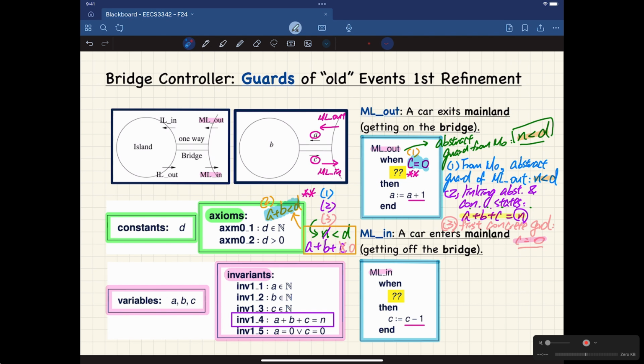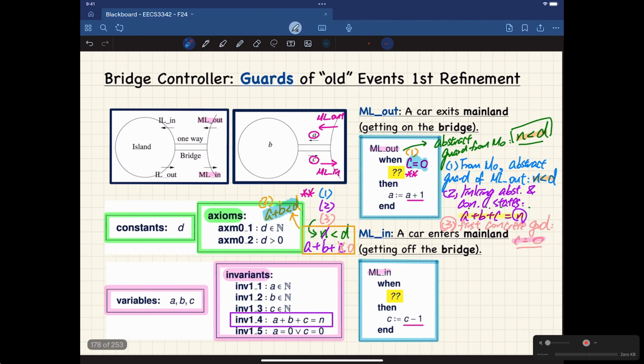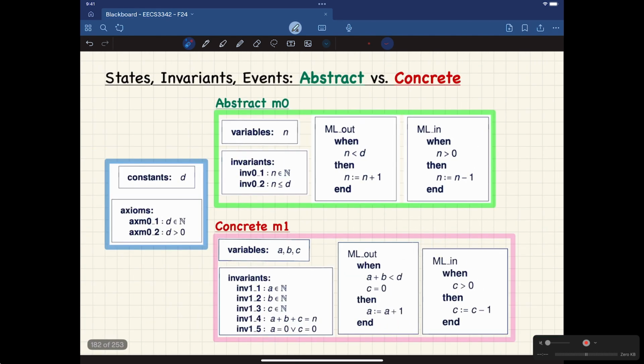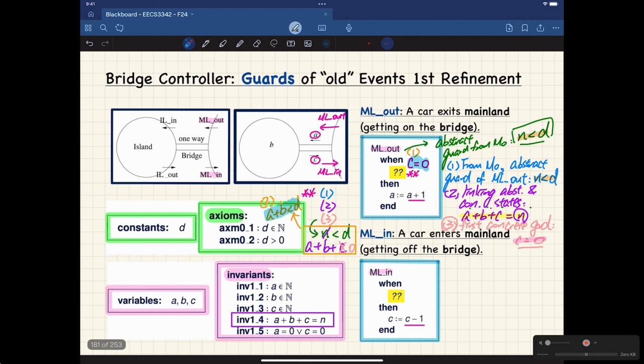And the second guard over there turns out to be A plus B less than D. All right, that's the clean version. But the way we derive this A plus B less than D is by thinking about several things. Number 1, we think about the abstract guard in ML out. If you go back to M0 and look up the guard for ML out, that tells you N less than D. Okay? And then we know that the linking invariant, which is over here, tells us that A plus B plus C equals N.